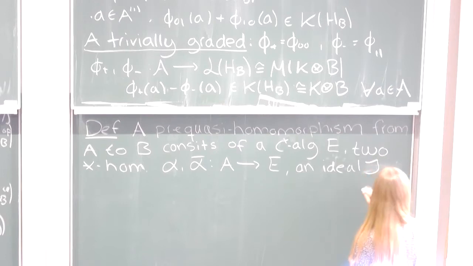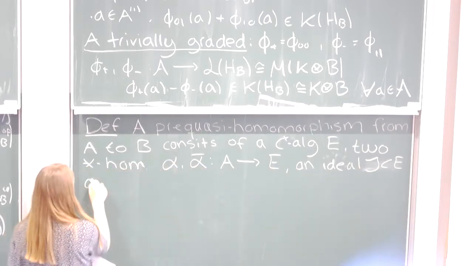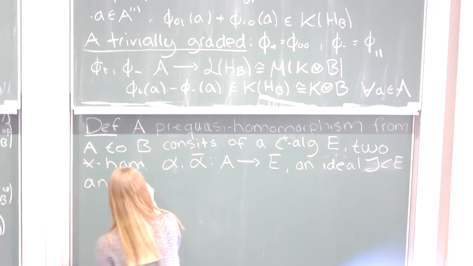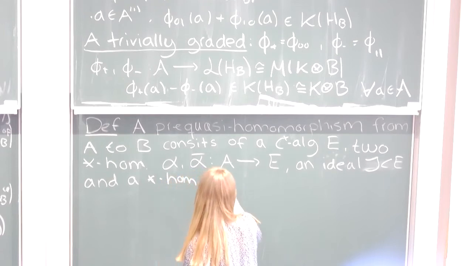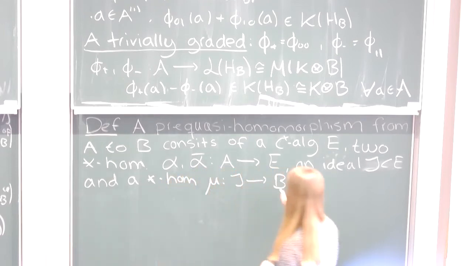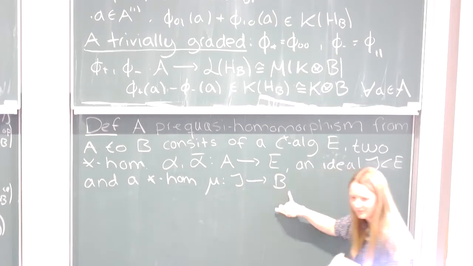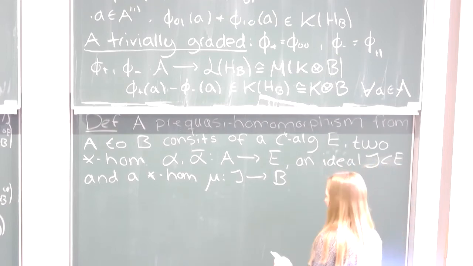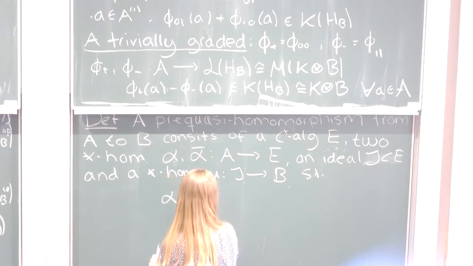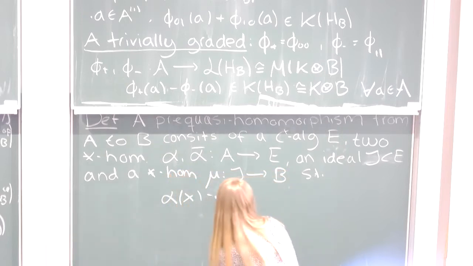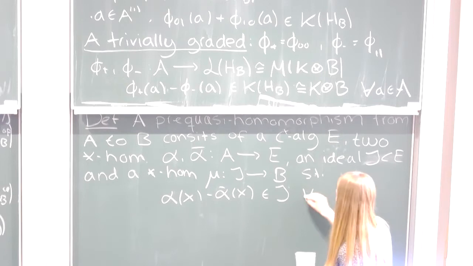An ideal J inside E, and also a star homomorphism mu from J to B. So here we also get how J is related to B. There should be a star homomorphism here, such that if we take alpha of A, so we call it X now, minus alpha bar of X, then it has to be inside J for all X in A.